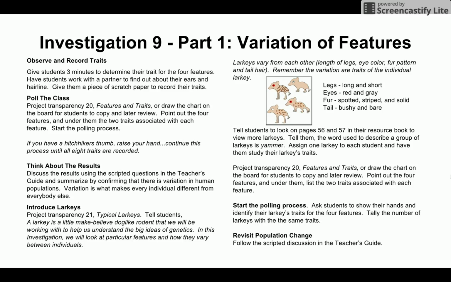Introduce the larkies by projecting Transparency 21. Tell students a larky is a little make-believe dog-like rodent that we will be working with to help us understand the big ideas of genetics. Identify the 4 features of the larkies. Tell students to look on pages 56 and 57 and choose a larky that they will be working with. Return to Transparency 20, poll the students, and record the information for the larky traits.